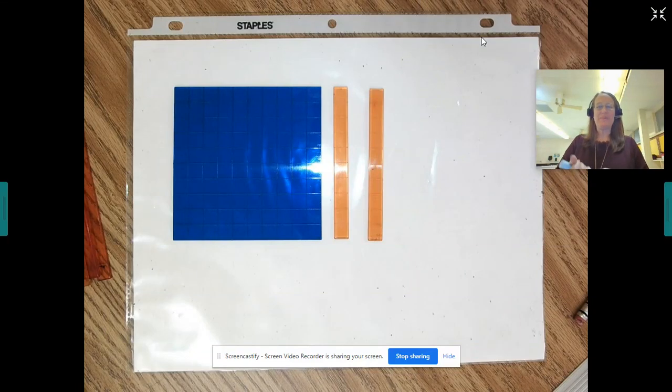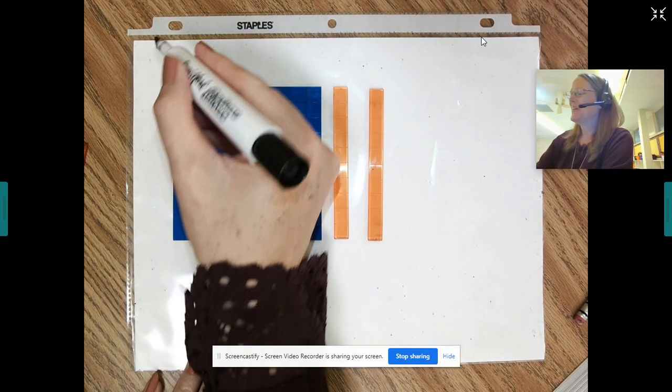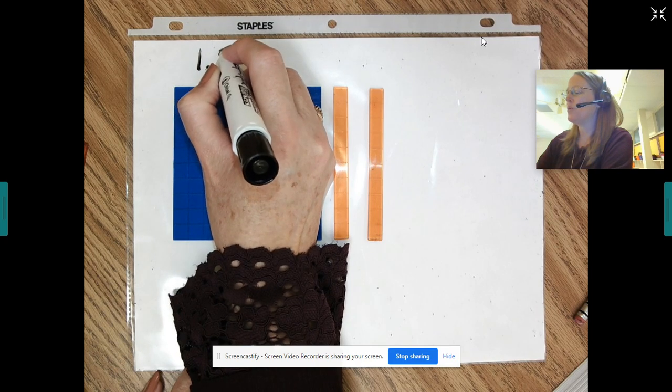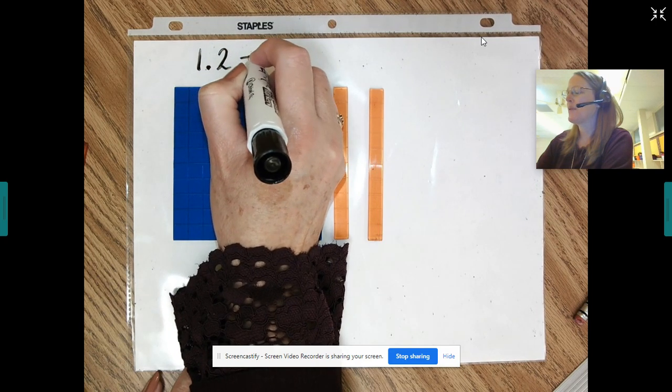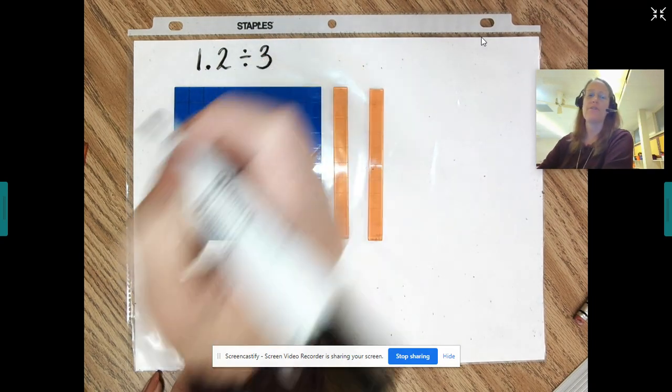I get to have a little bit of fun with manipulatives today. I hope you enjoy watching this. We are going to divide a decimal by a whole number today. 1 2/10 divided by 3.